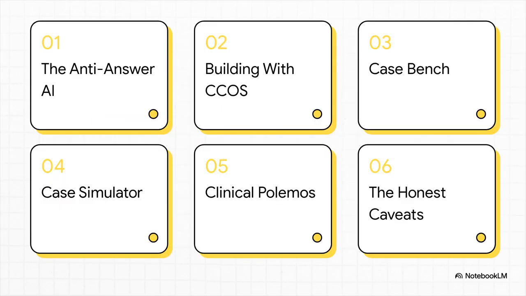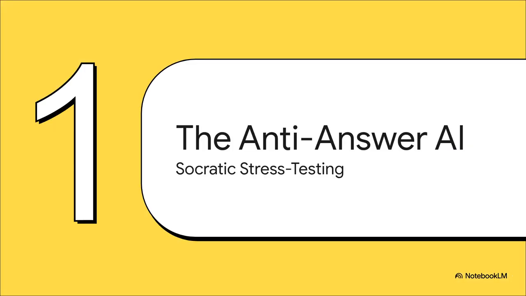Okay, here's our roadmap for today. First up, the anti-answer AI. Next, building with CCOS. Then we hit those browser-based tools, Casebench, Case Simulator, and Clinical Polymos. And finally, we'll wrap up with the honest caveats. Let's start with part 1, the anti-answer AI, Socratic stress testing.